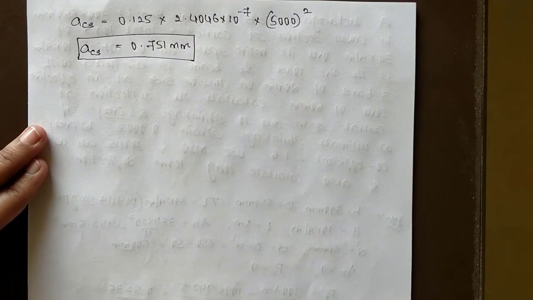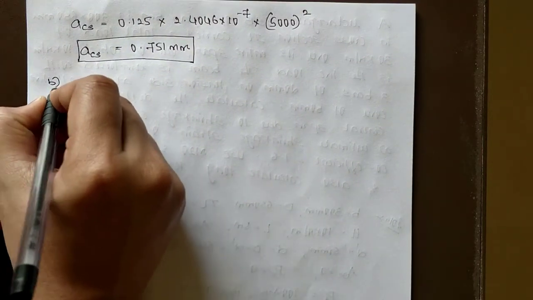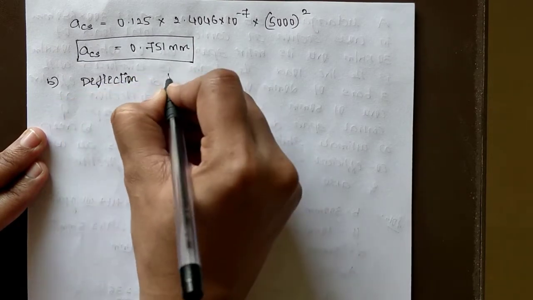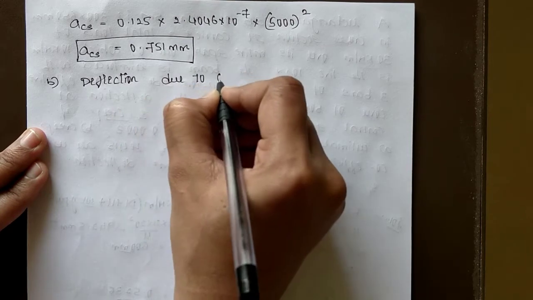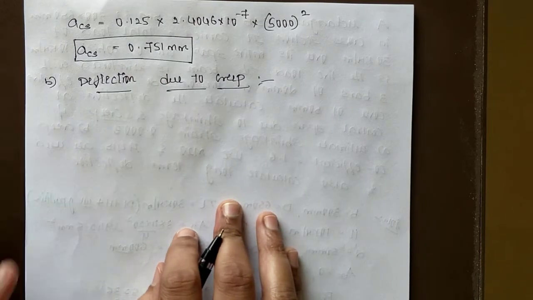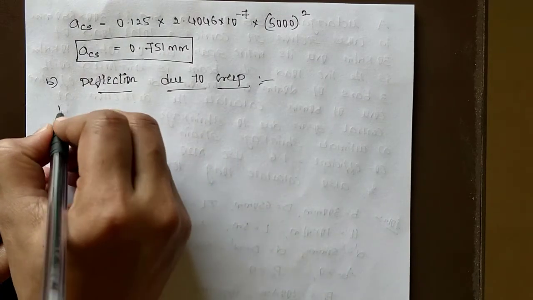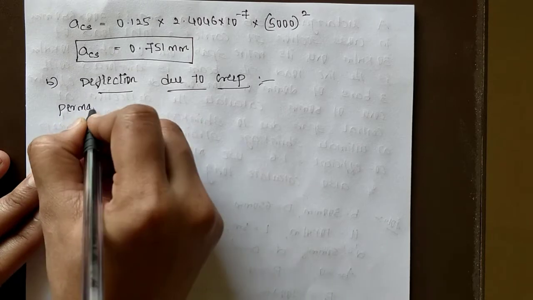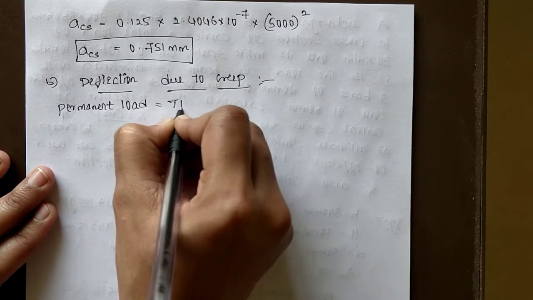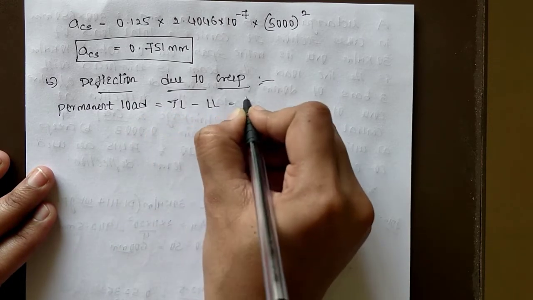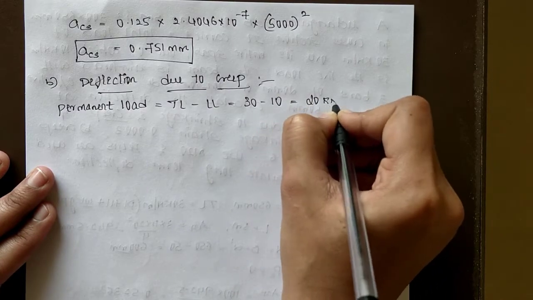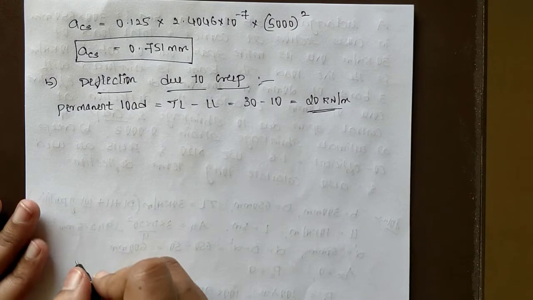Okay. Next you need to calculate the second case, that is deflection due to creep. In order to calculate the deflection due to creep, first you calculate permanent load. Permanent load is nothing but your dead load. How are you going to calculate it? Total load minus live load. You will get it as 30 minus 10, that is 20 kilonewton per meter. This is what your dead load.